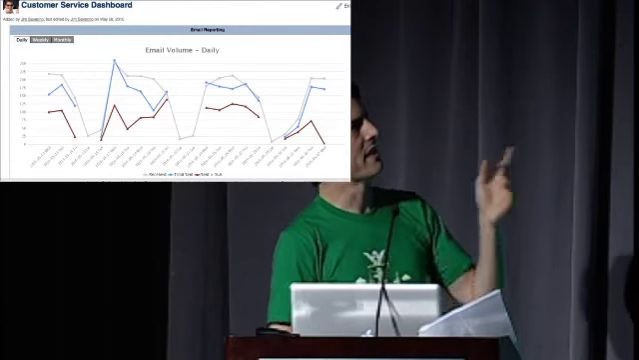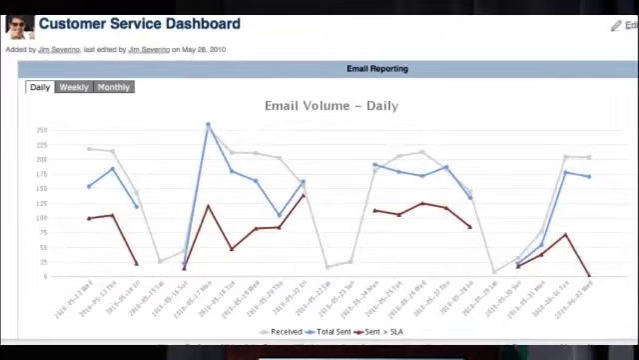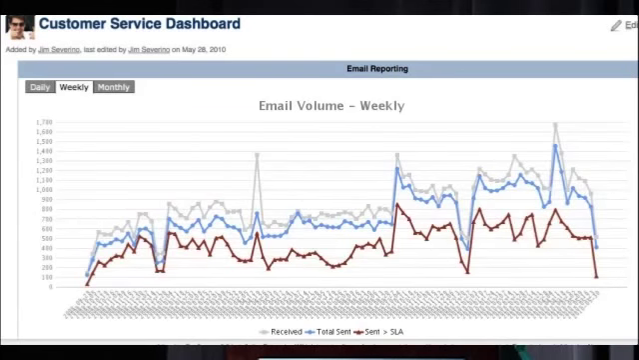Our customer service team is concerned with the volume of email that they're getting and how fast they're responding to it and servicing customer requests. And this is the dashboard that they use to monitor that. It shows the volume of email coming in and out in a neat 3-series line chart. But the really neat thing, if you look up at the top, those tabs, the daily, weekly, monthly tabs, they allow the user to flip the period context to whatever level of granularity they want to look at.